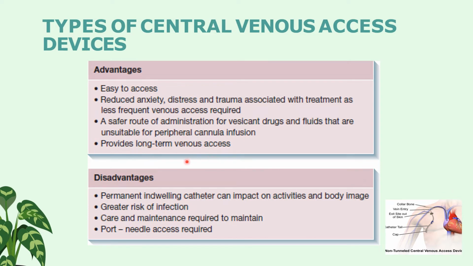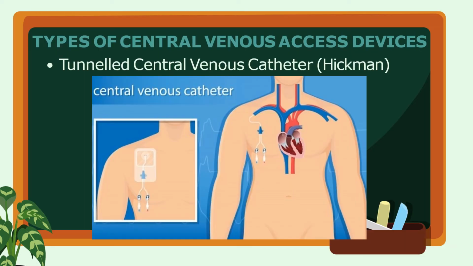On the other hand, the disadvantages include the following. A permanent indwelling catheter can impact on activities and body image. There is a greater risk of infection. It requires care and maintenance, and it also requires port needle access. Another type of central venous access device is the tunneled central venous catheter, or known as Hickman.